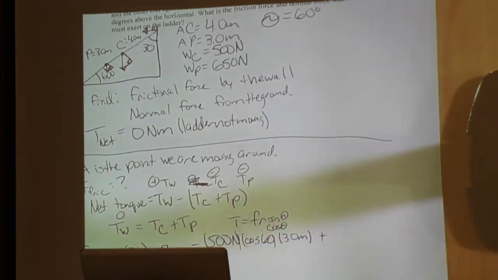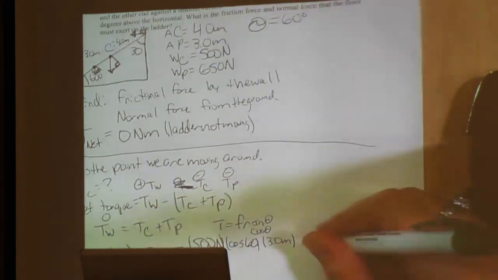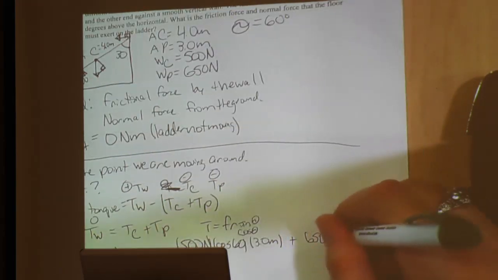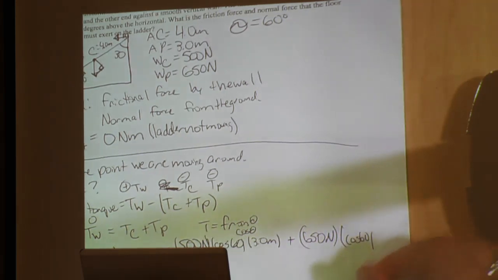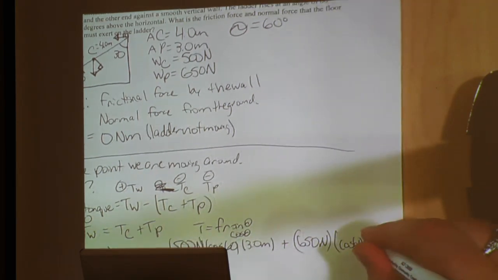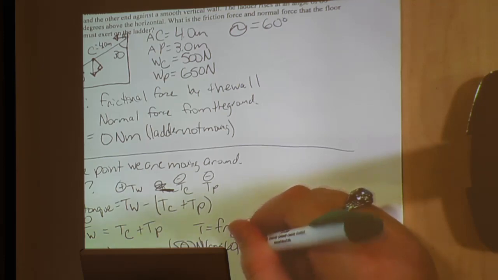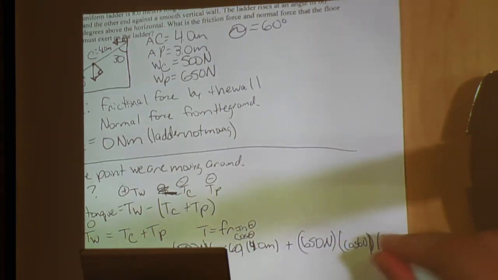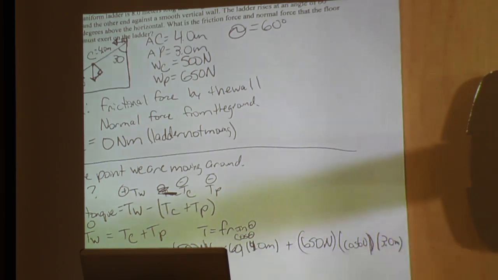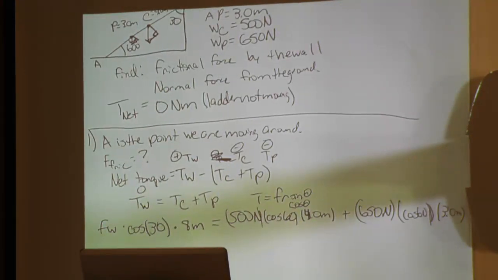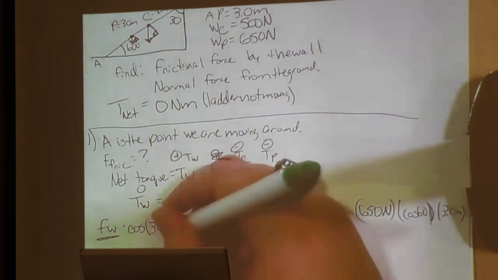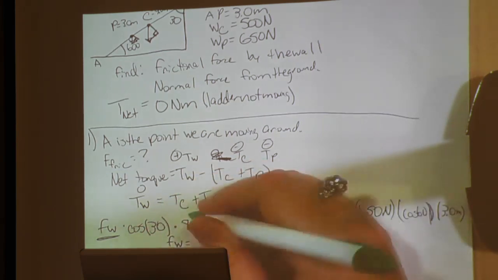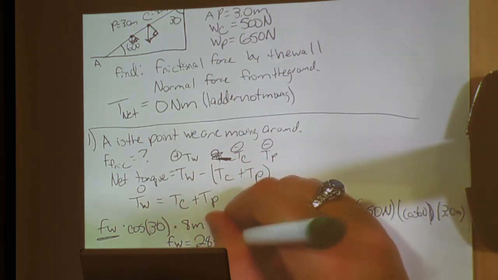And we're going to add that to the torque provided by the painter, which is very similar. It's going to be 650 newtons times cosine 60 times 4 meters. Or no, sorry, this is supposed to be 4 meters. This is the ladder, my bad. 3.0 meters. You guys see that okay? Sorry, it's kind of long. Then you're just solving for this. There's a lot of math going on there, but FW should be equal to about 285.1 newtons.